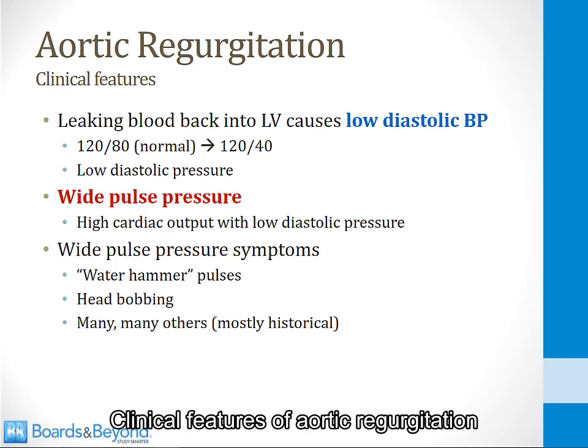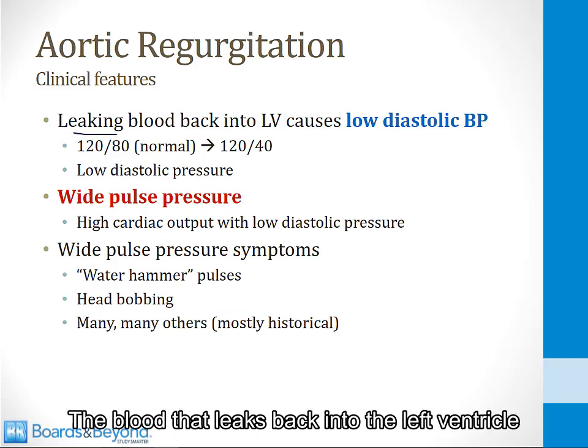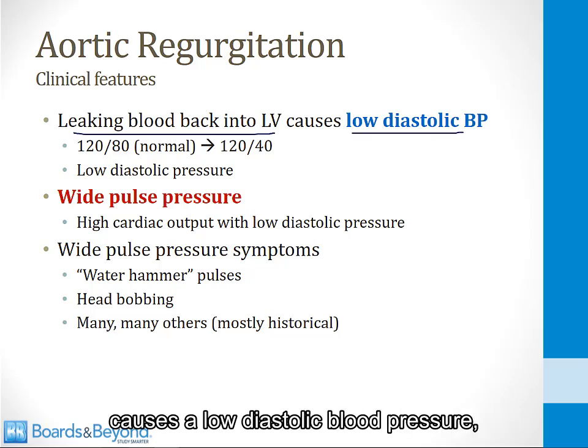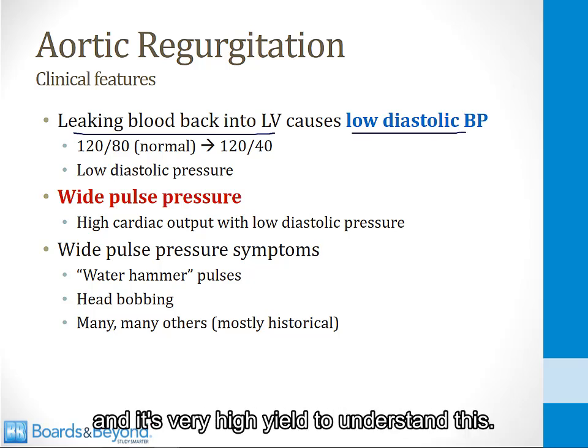Clinical features of aortic regurgitation are shown in this slide. The blood that leaks back into the left ventricle causes a low diastolic blood pressure, and it's very high yield to understand this.